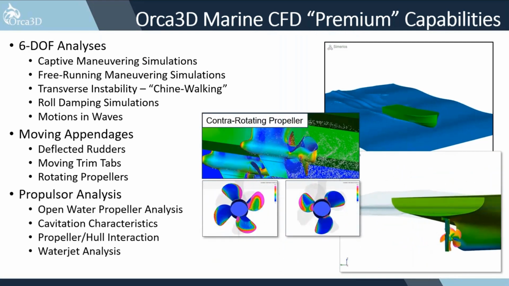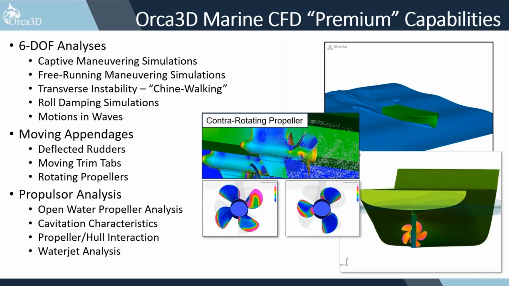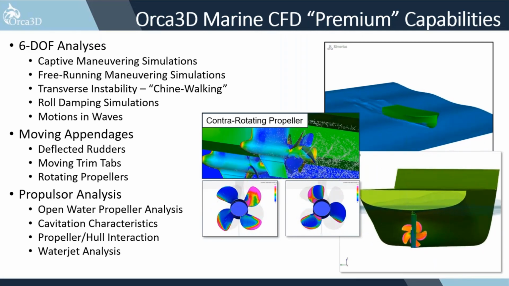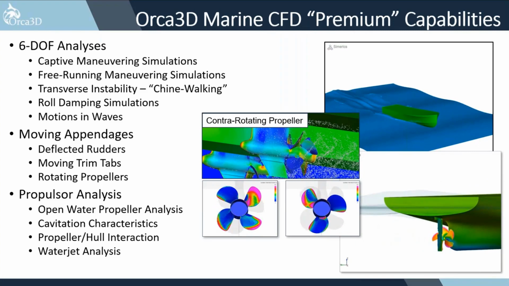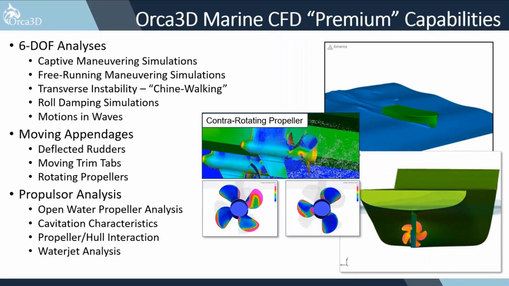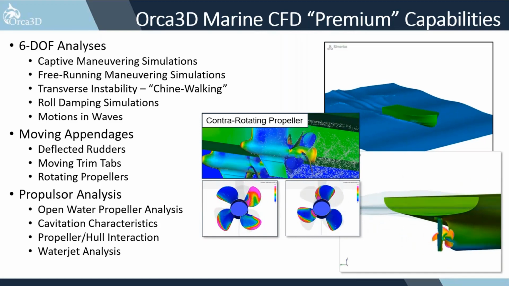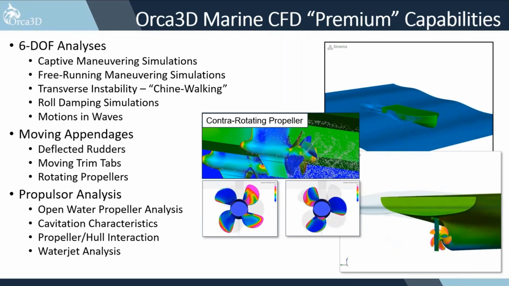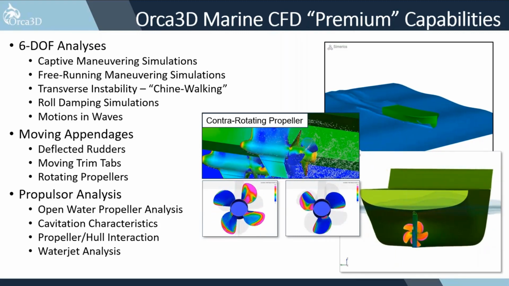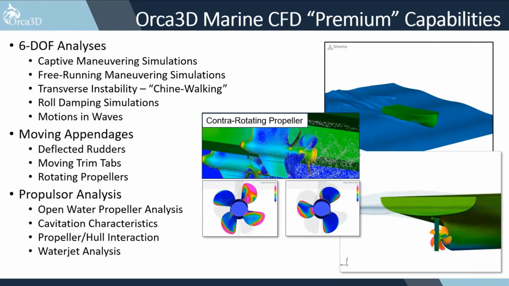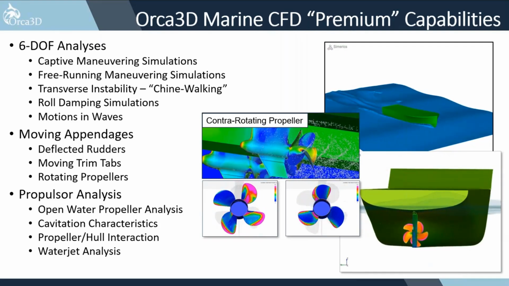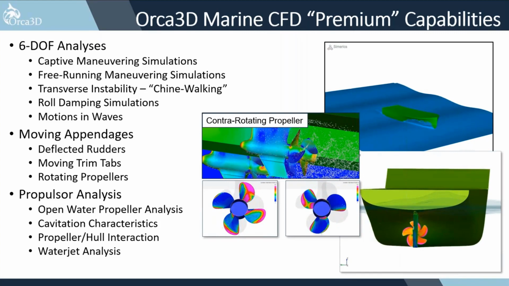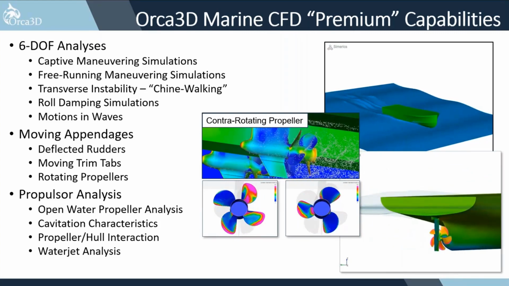Detailed propulsor analysis. So you can model the propeller geometry, and here we're looking at contra-rotating propeller design. You can do the very typical open water analysis, the propeller boat analysis, to measure things like thrust and torque on a propeller and generate an open water curve virtually without having to go into the tow tank. You can examine cavitation characteristics, because there is a cavitation module capability in the premium version. And you can look at interaction between the hull and the propeller. So you can run the propeller alone in an open water context, or you can run it together with the hull, so you can evaluate the interaction between the hull and the propeller.